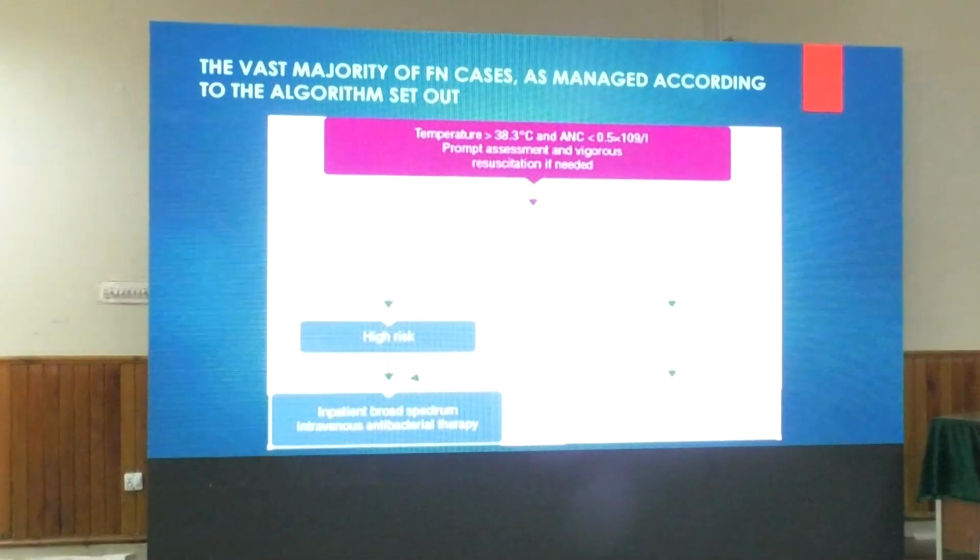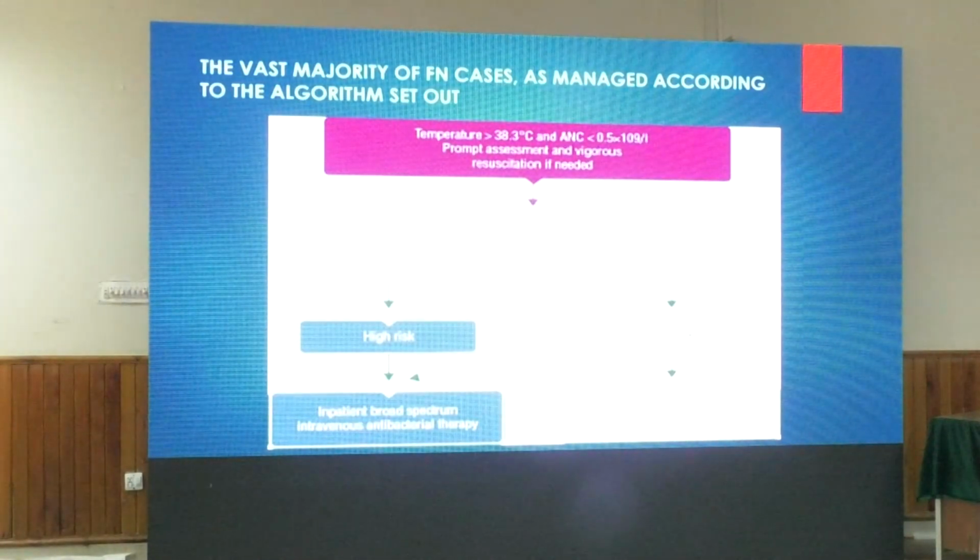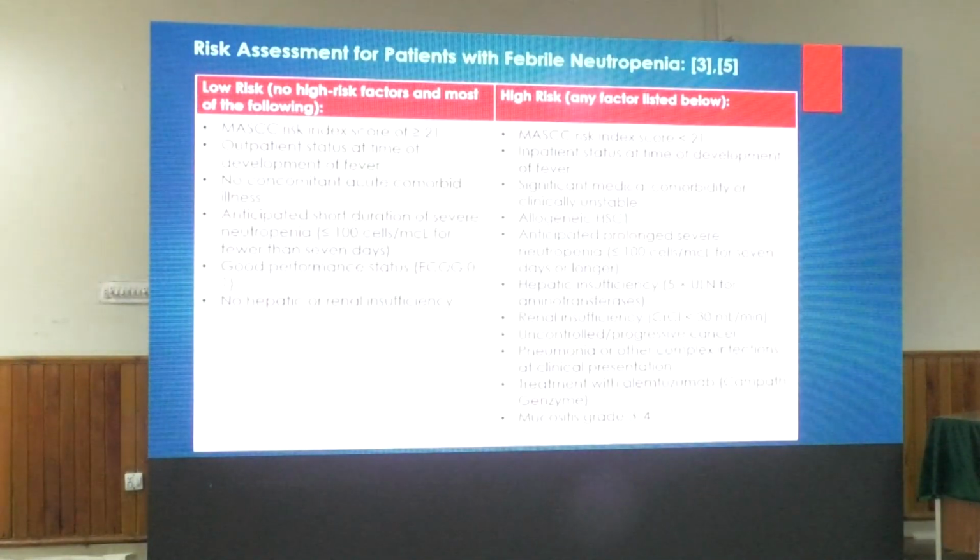This is the algorithm to be applied: calculate the MASCC score and categorize into high risk and low risk. Please remember that the MASCC score, as we already talked about, if it's less than 15, imparts a mortality of 40%, which is very high. For risk assessment, a score of 21 is given for state of development of fever, no concomitant diseases, no vital organ involvement, age of the patient, type of cancer, chemotherapy received, and any other illnesses. These all contribute.